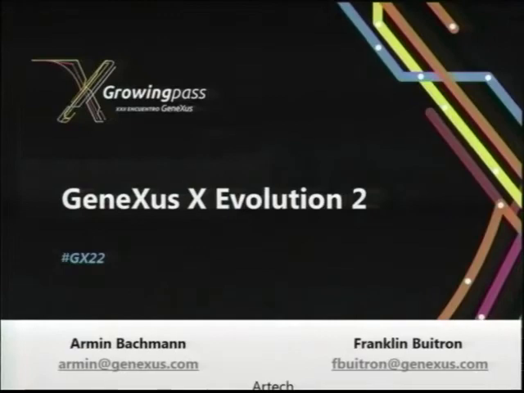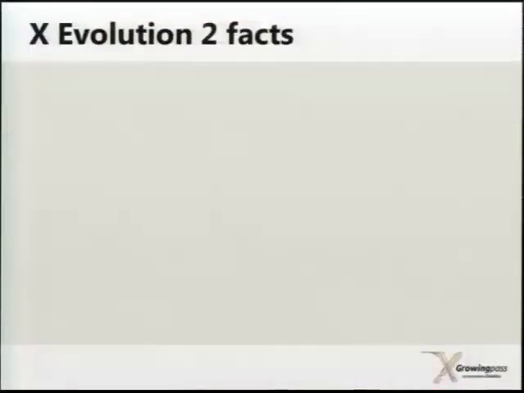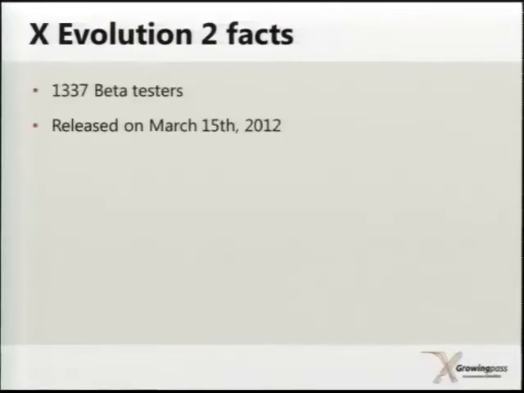Together with Franklin and the rest of the team, we supported the early adopters of this version. Specifically, we supported the early adopters during the beta test process. More than 1,000 beta testers tested this version, and now it has been released. GeneXus Evolution 2 is the latest version that we have released in terms of GeneXus. This was done 6 months ago.